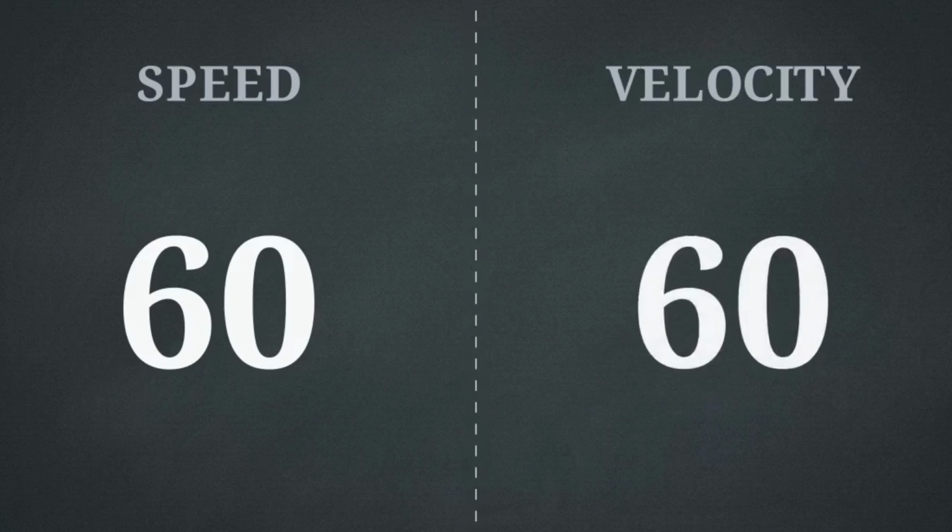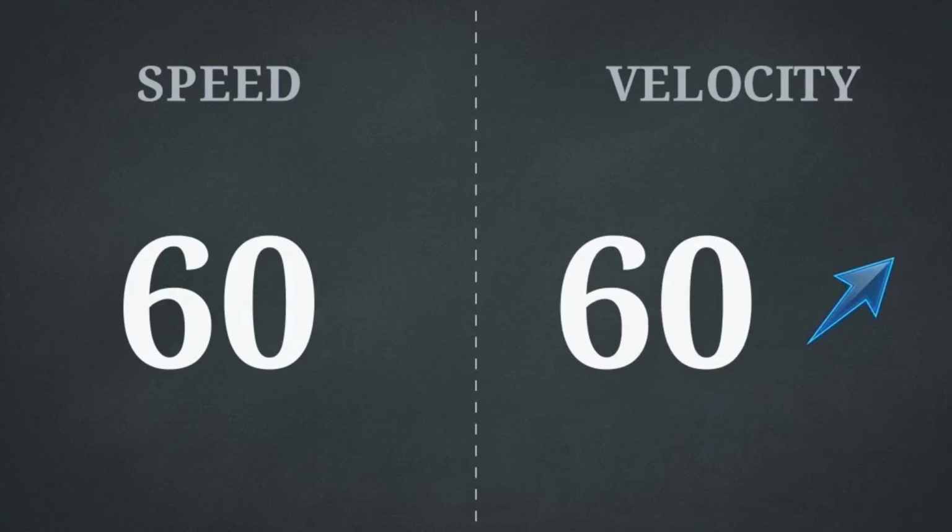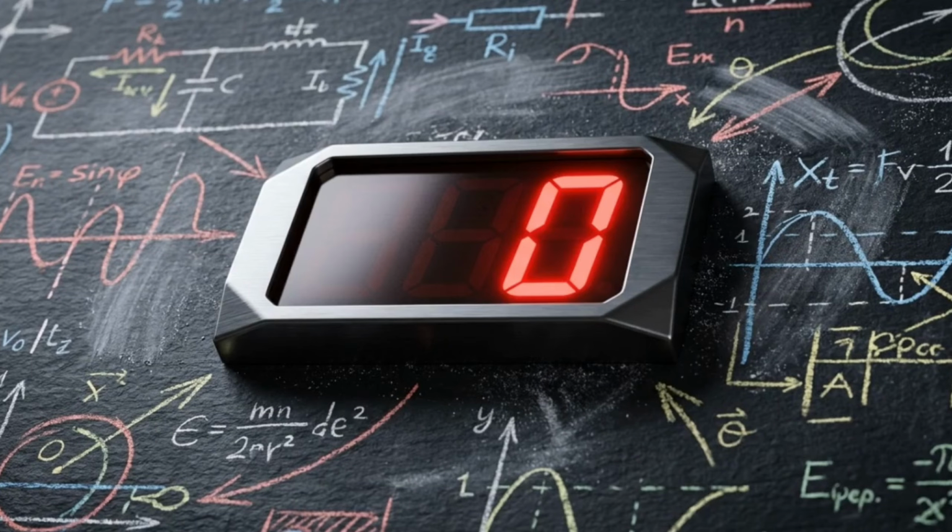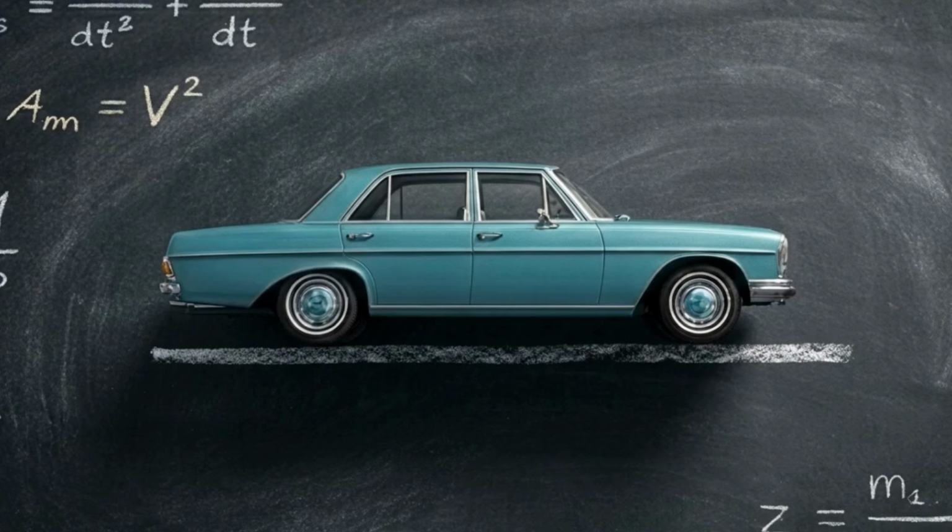Velocity is a vector quantity. It requires that same magnitude plus a specific direction. Think about it like this. Can your speed be 0? Yes, but only if your car is completely parked and not covering any distance.